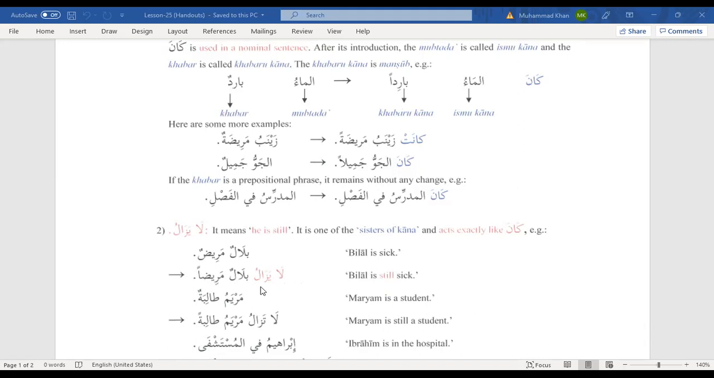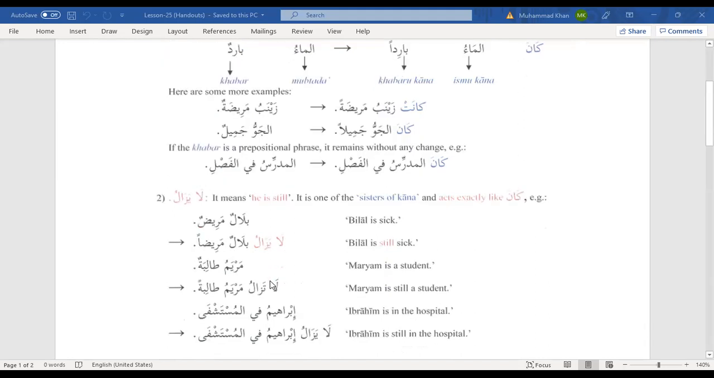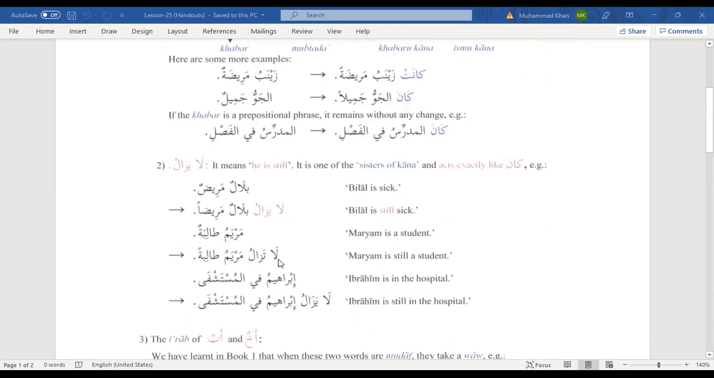La yazalu is the present tense, and the present tense will change according to the subject. For example, if we have the feminine, then we use, of course, we will say La tazalu. As you remember, we say yazalu, yazalani, yazaluna, tazalu, tazalani, yazalna, and it continues up to azalu and nazalu. So La tazalu Maryam mutalibatan, Maryam is still a student.